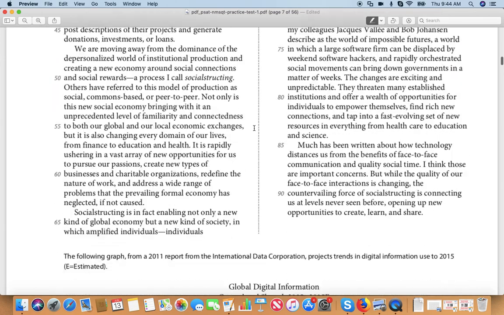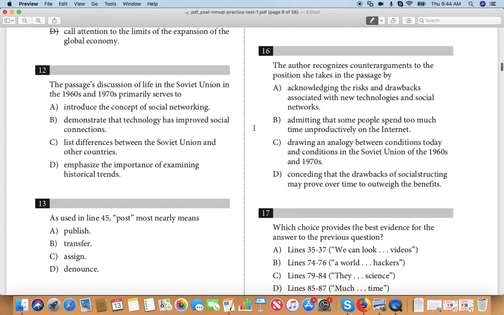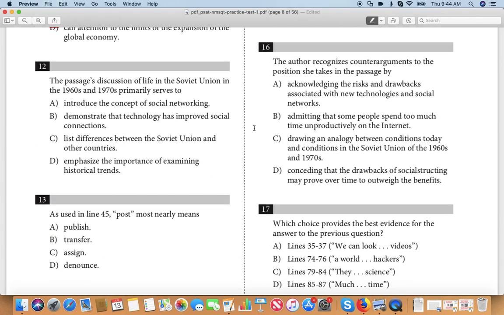Okay, good. So the question is, the passage's discussion of life in the Soviet Union in the 60s and 70s primarily serves to... Let's read the answer choices and test them. Go ahead and read A, please. Introduce the concept of social networking. Okay, does the discussion of life in the Soviet Union primarily serve to introduce the concept of social networking?